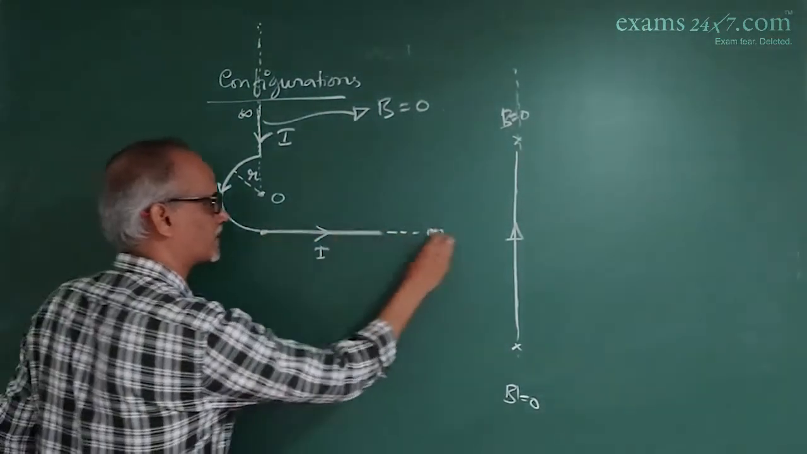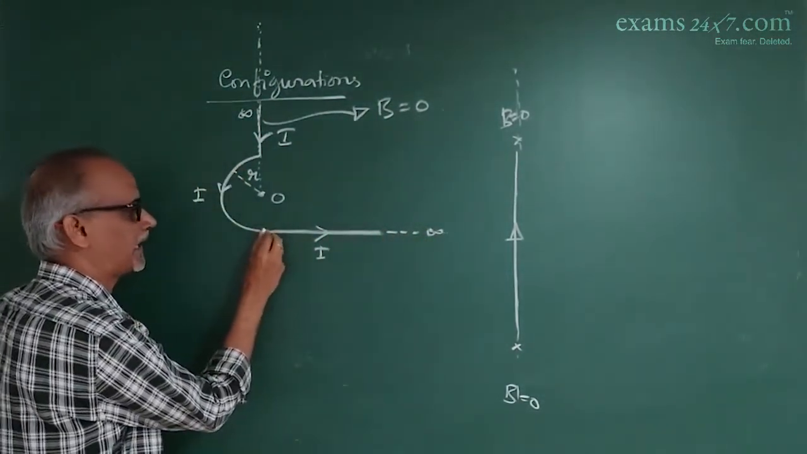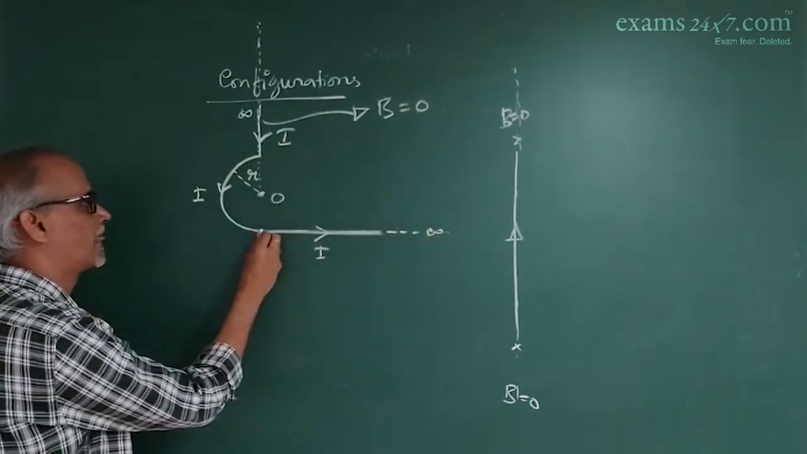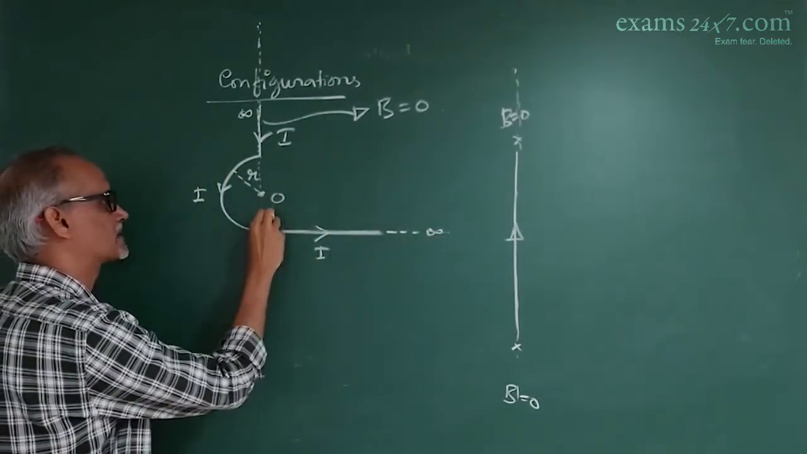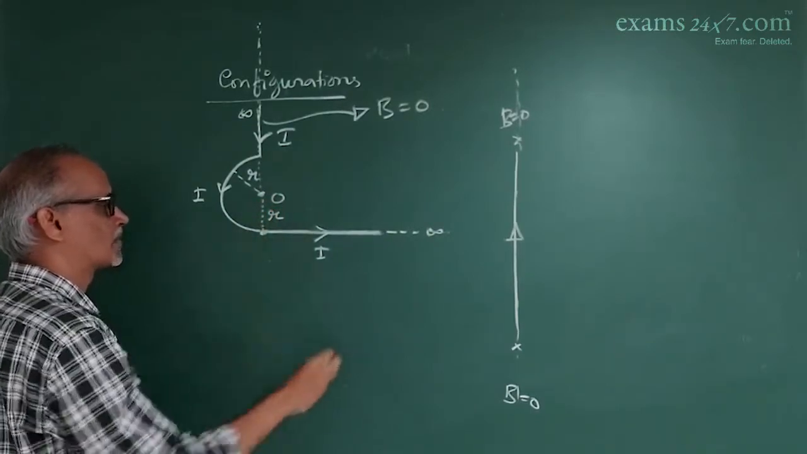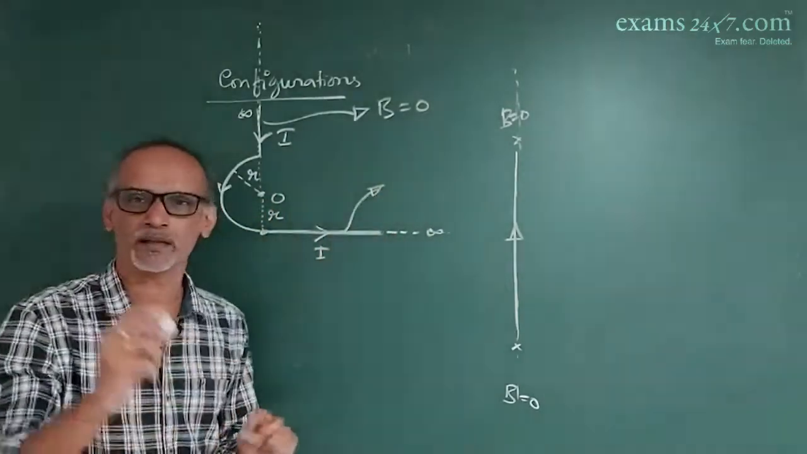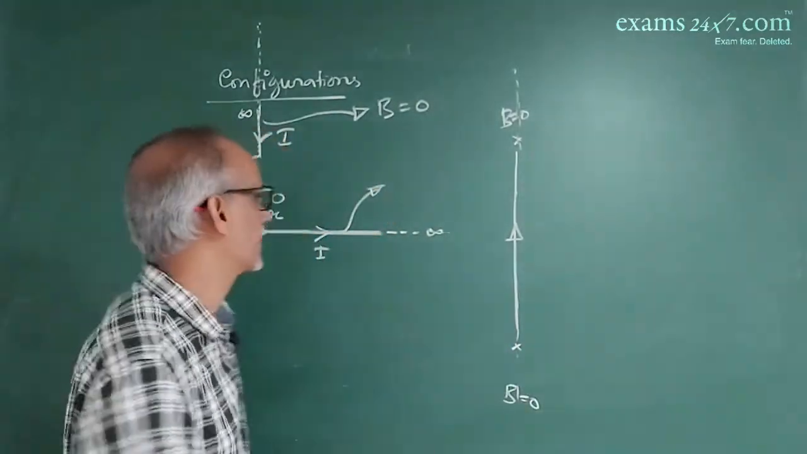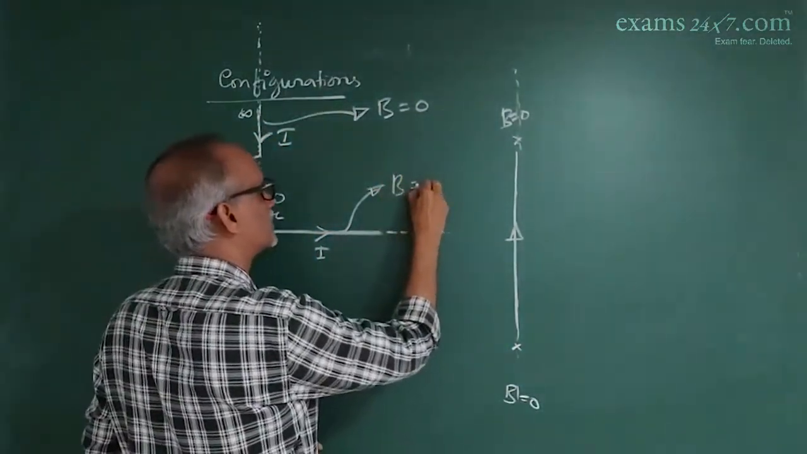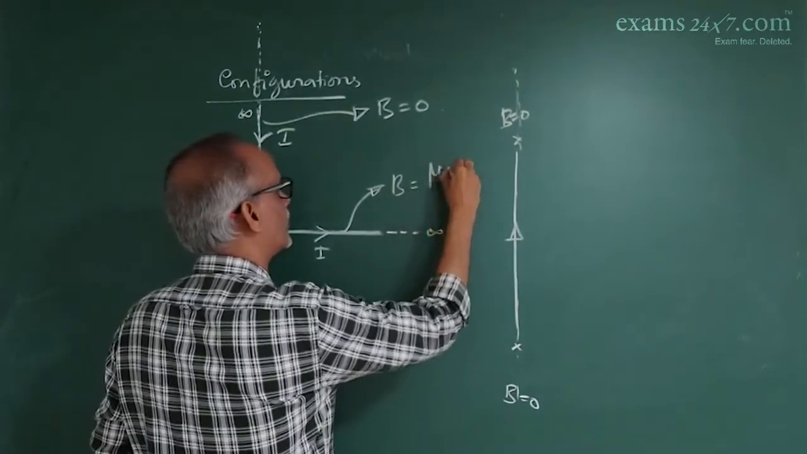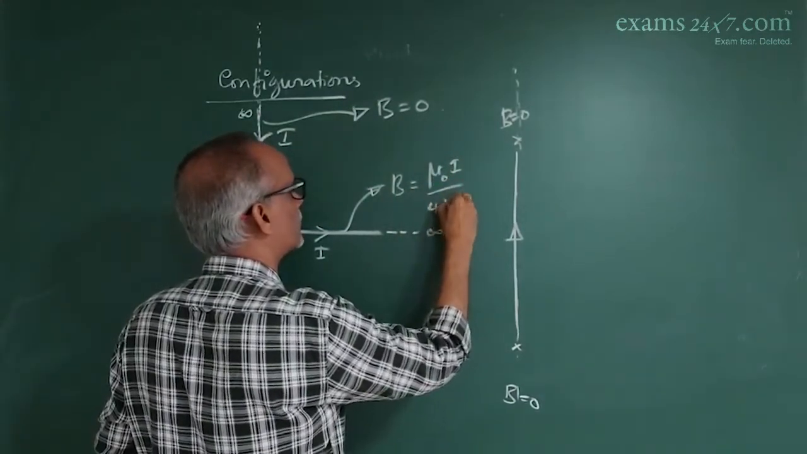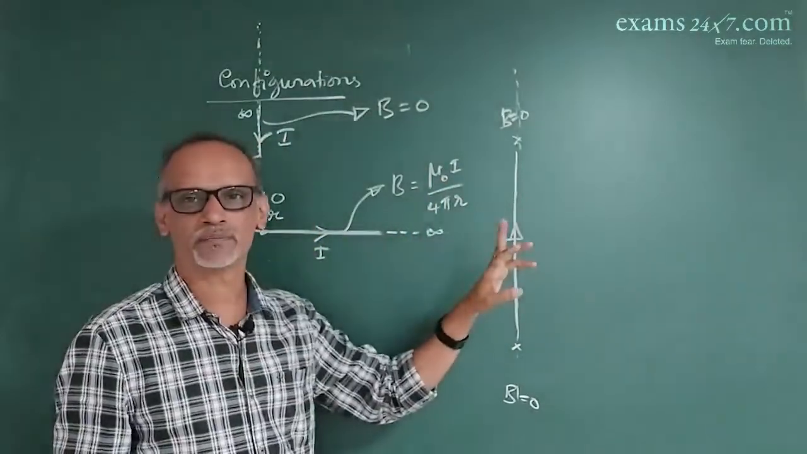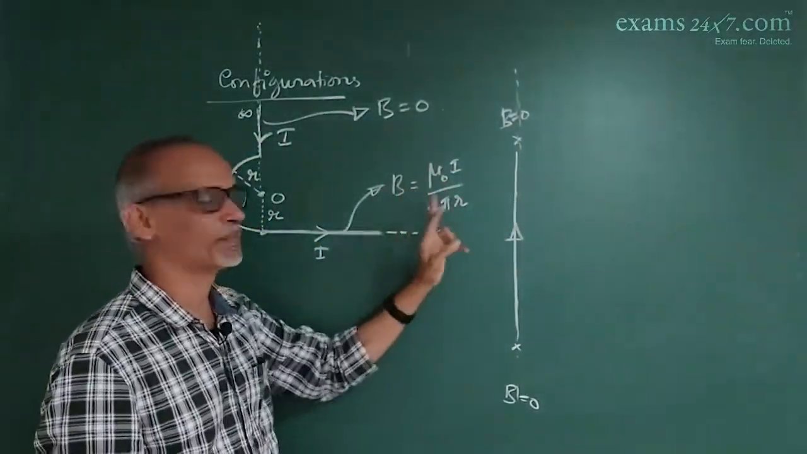Now, this is a straight conductor, and this is the end of the straight conductor. This point is at a distance r. So what is the magnetic field at the end of a long straight conductor carrying current? It is B is equal to mu naught I by 4 pi r. Near the center it is mu naught I by 2 pi r, but at the end it's mu naught I by 4 pi r.